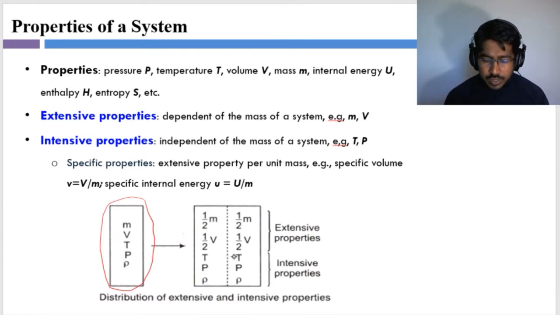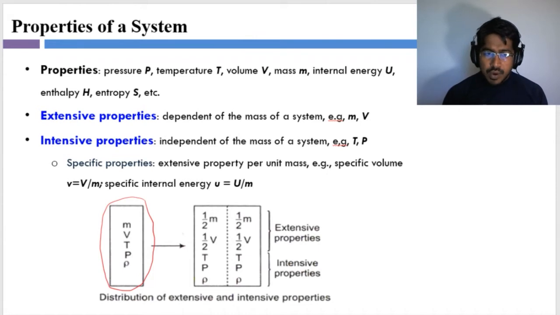Looking at this, when we divide the system into two sections, the mass divides into two and the volume divides into two, but temperature, pressure, and density do not change their values, right? If we take a full water beaker and put half of it into another beaker, now we have two beakers filled with water. That's what we have done in this figure as well. The mass and water divide into two, but temperature, pressure, and density did not change.